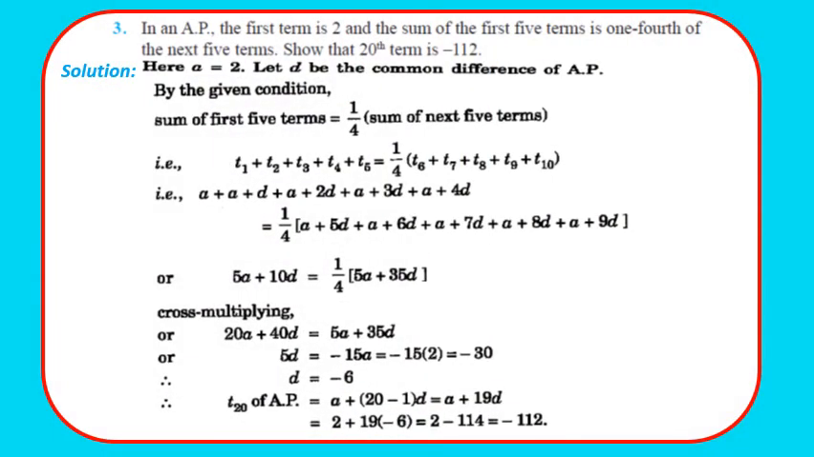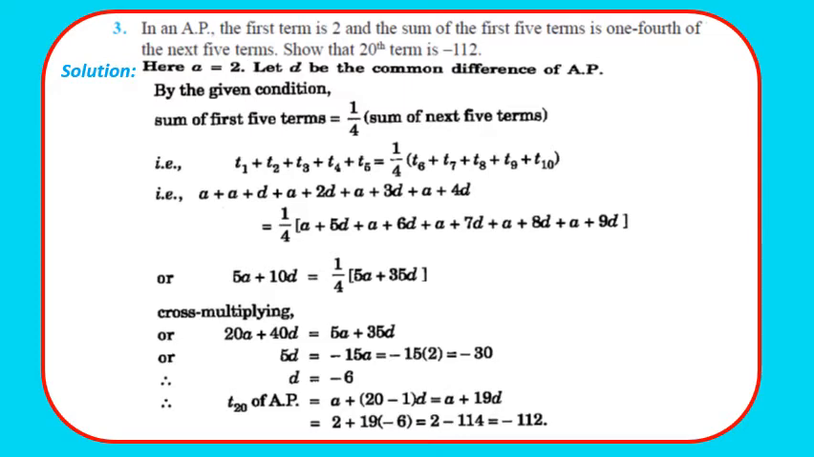Next is question third. In an AP, the first term is 2 and the sum of the first 5 terms is 1/4 of the next 5 terms. We have to show that the 20th term is minus 112. So here we have a equal to 2, and let d be the common difference. Now it is given that the sum of the first 5 is equal to 1/4 of the sum of the next 5. So first 5 means what? T1 plus T2 plus T3 plus T4 plus T5 equals 1/4 of the next 5, that is T6 plus T7, T8, T9 up to T10.